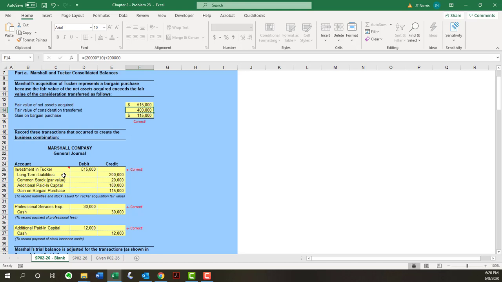So the journal entry is here, a debit to the investment in Tucker. There's the long-term liabilities that we issued, 20,000 shares at $1 par value. The additional $10 value per share goes to additional paid in capital. And then we take our gain.